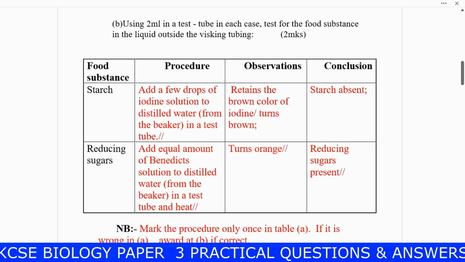For starch, the procedure is to add a few drops of iodine solution to the distilled water from the beaker in a test tube. The observation is that it retains the brown color of iodine, which shows that there is absence of starch. When you test for reducing sugars, add an equal amount of Benedict's solution to distilled water from the beaker in a test tube and heat. If it turns orange, then reducing sugars are present.